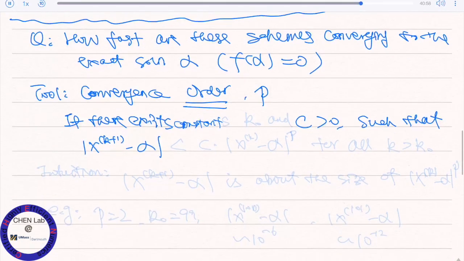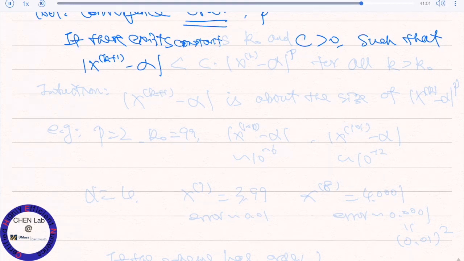Because you're trying to converge to your exact solution, what you care about is the error. The error is the absolute value of x_{k+1} minus alpha. This is how far you are away from alpha. The error you make at the next step is less than C times the current step's error to some power p. p is the order, for all k larger than k0.